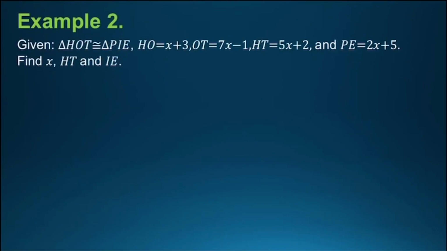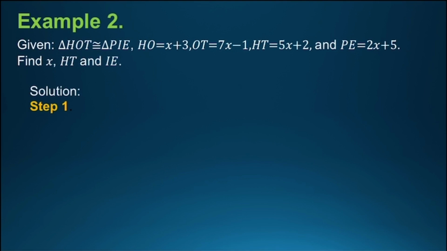For our second example, given the triangle HOT is congruent to triangle PIE, and HO is equal to x plus 3, OT is equal to 7x minus 1, HT is equal to 5x plus 2, and PE is equal to 2x plus 5. Let's find x, HT, and IE.